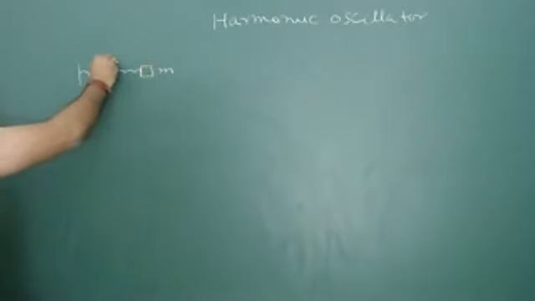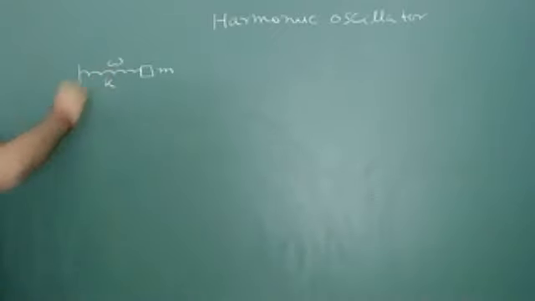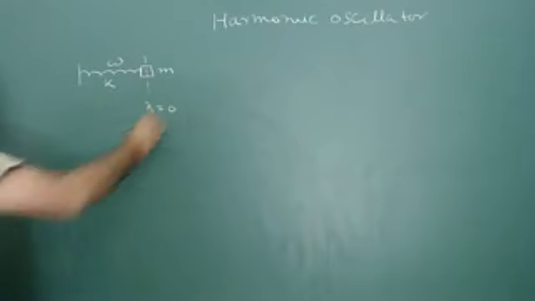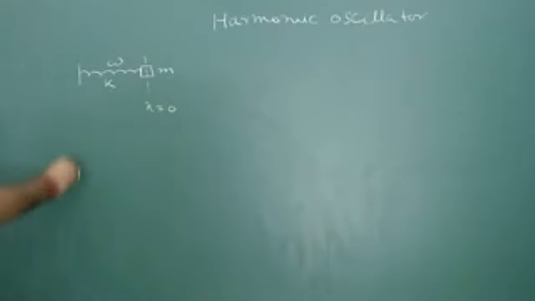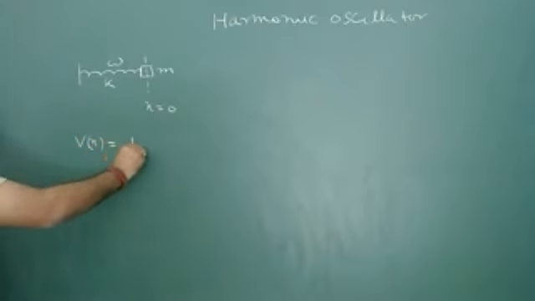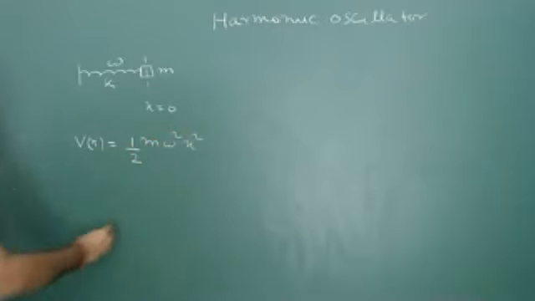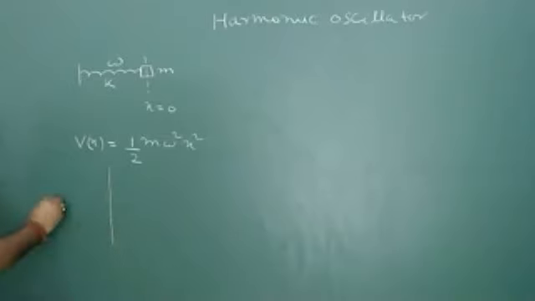This is mass m and frequency is omega, or you can just take the spring constant as k, and this is at the equilibrium, at, let's say, x is equal to 0. And if we are going to plot the potential, then the potential V(x) we can write as half m omega square x square. When we plot this potential, it is absolutely parabolic in nature. They are symmetric, they are parabolic in nature.